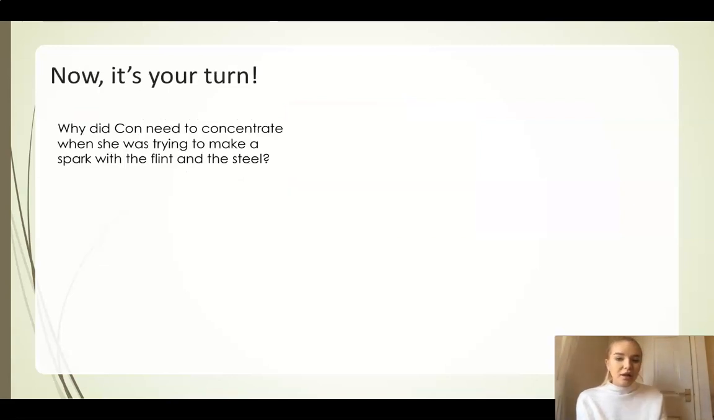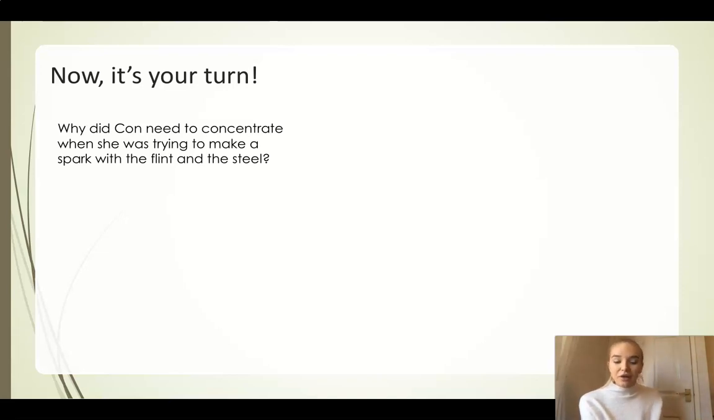Now it's your turn. I would like you to try this question on your own. So, why did Con need to concentrate when she was trying to make a spark with the flint and the steel? Pause the video and have a go at answering this question, please.